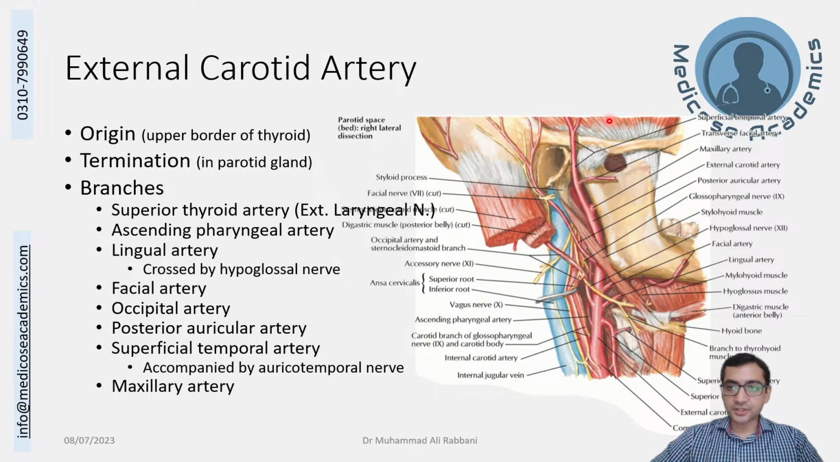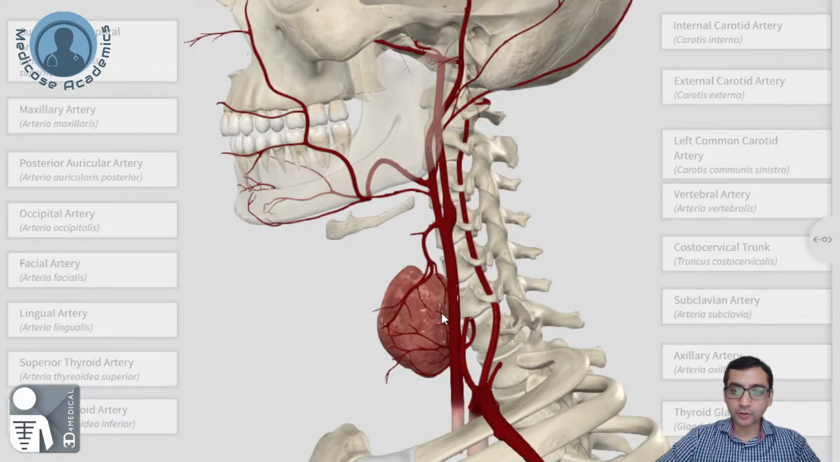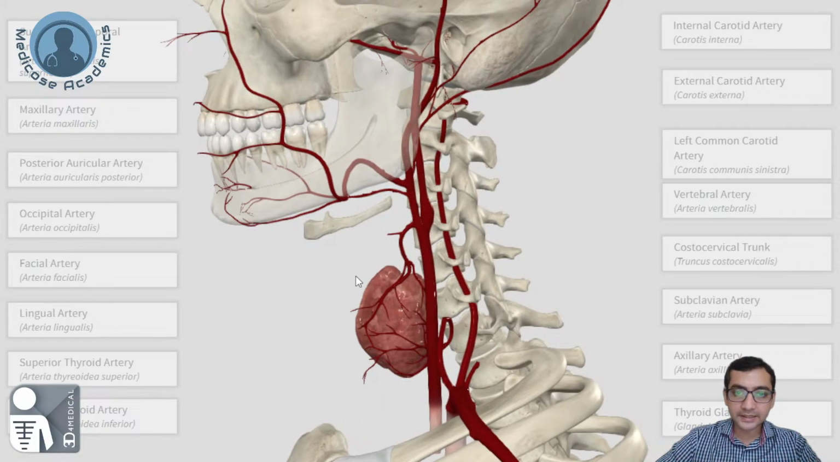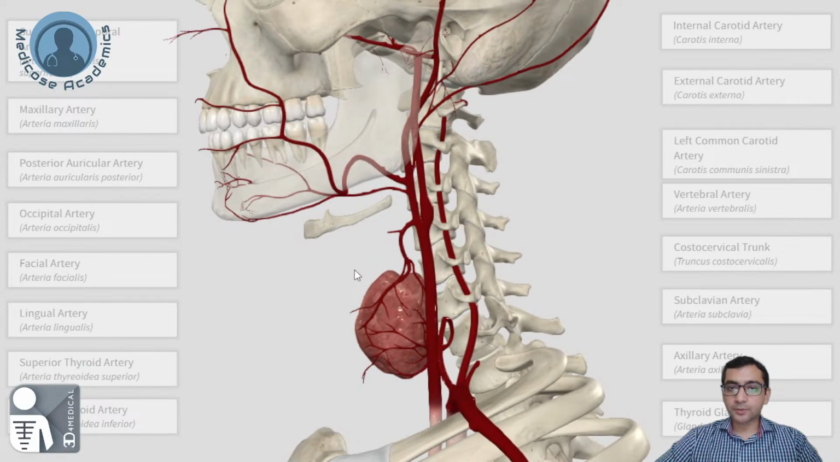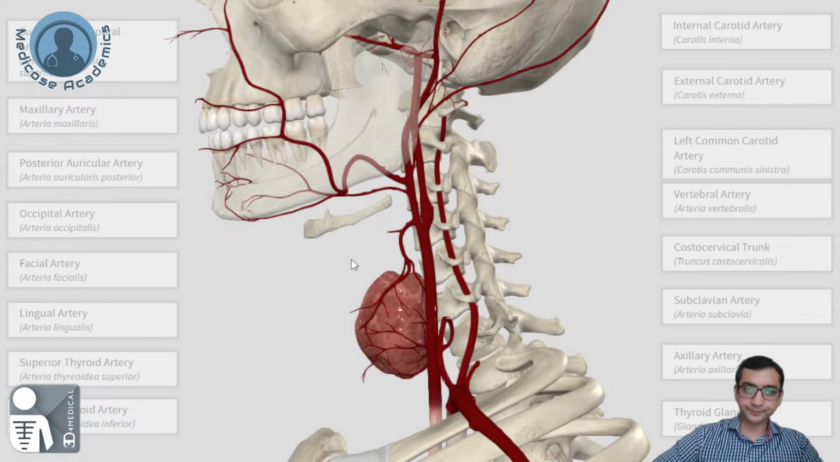Okay. Branches. Interestingly enough, there are 8 branches. About 3 branches are emerging from the anterior aspect, 2 are from the posterior aspect, there are 2 terminal branches and 1 medial branch. I will go through them one by one.